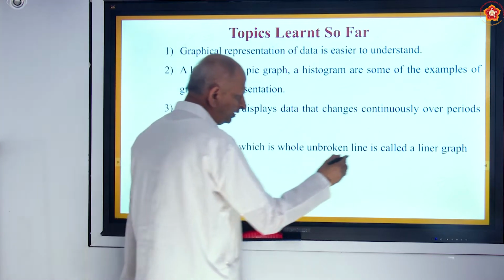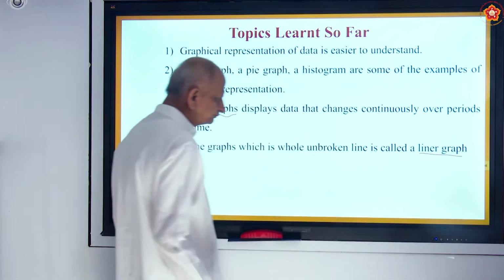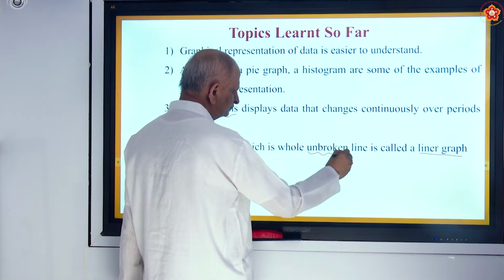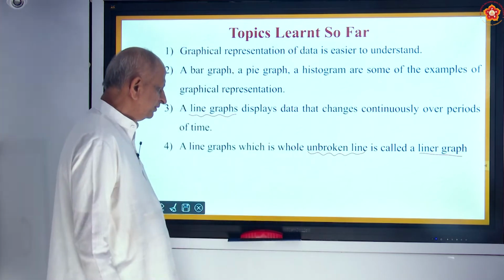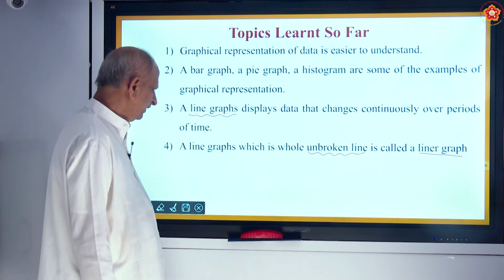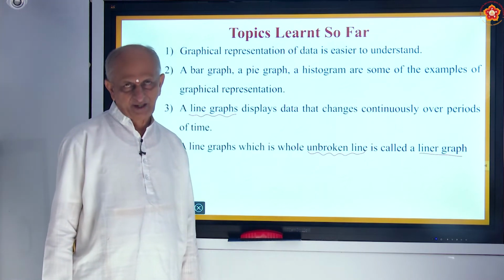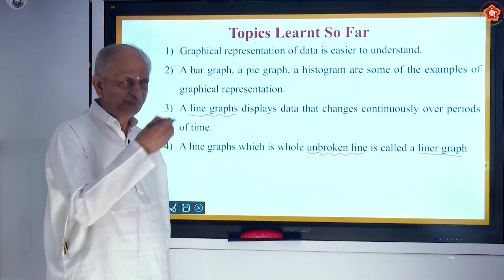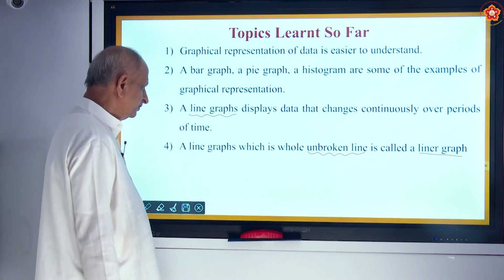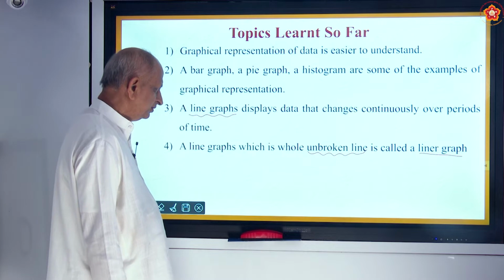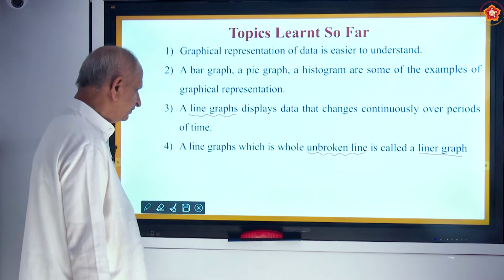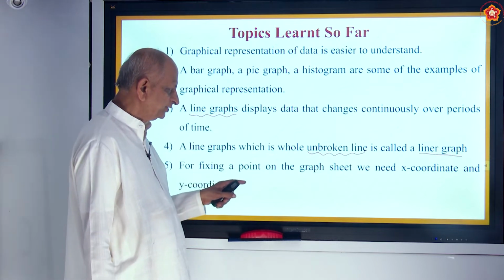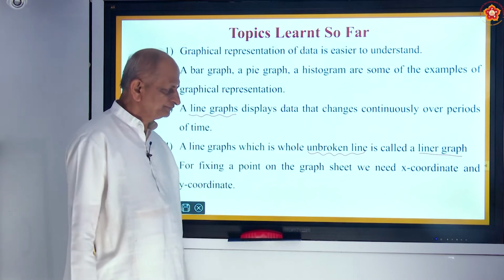Also, we have seen the linear graph. A linear graph means it is an unbroken line. Same as a line graph, but it is unbroken. If it is unbroken, we call it a linear graph. That also we have seen in the case of percentages, is it not? Simple interest and the percentages, etc. And also for fixing a point on the graph sheet, we need the x coordinate and the y coordinate.